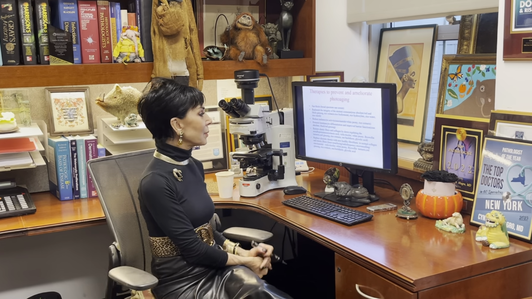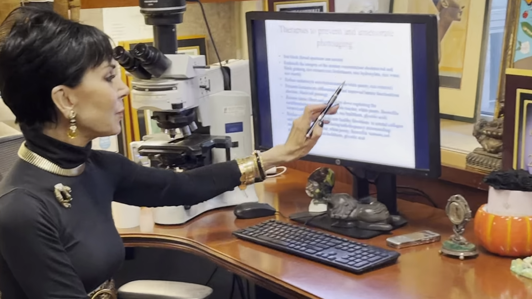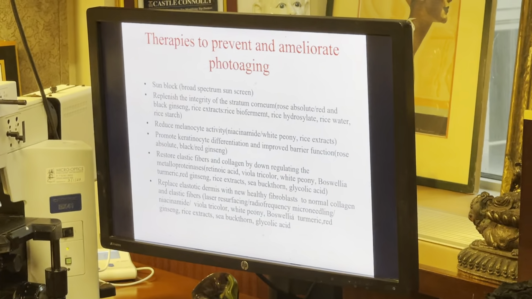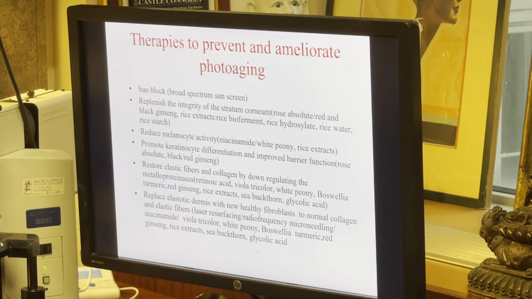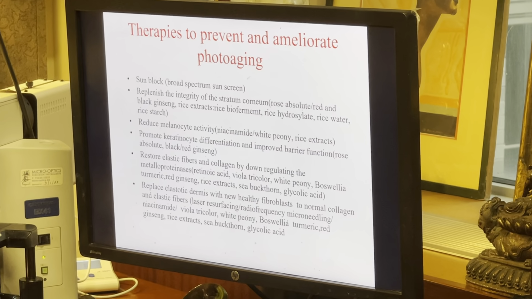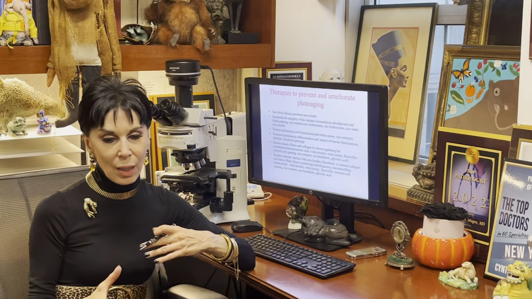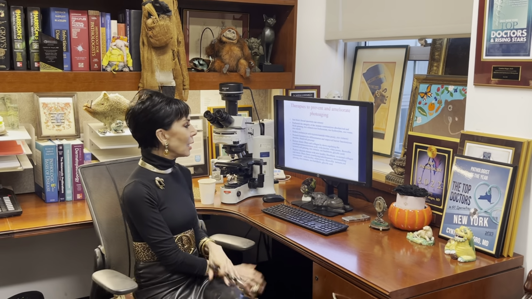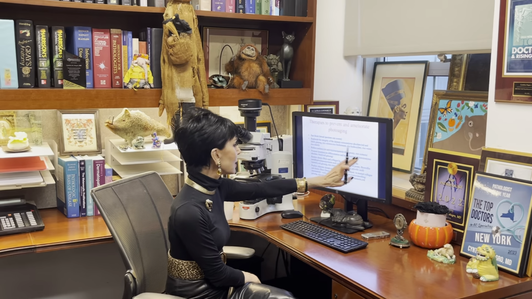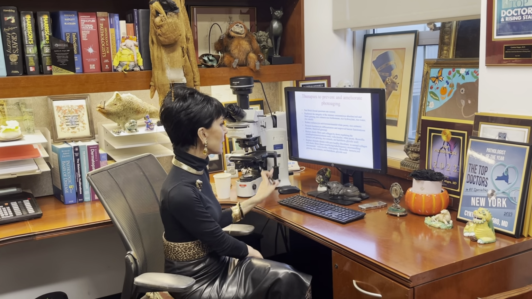Well, you saw how with photoaging we get irregular pigmentation in the skin because of the melanocyte hyperplasia induced by light exposure. Well, there are certain topical agents you can use to reduce melanocyte activity, to reduce the synthesis of melanin pigment and downregulate melanocyte function, such as niacinamide, white peony extract, and rice extracts. Another feature of the aged skin is this epidermis that is just not proliferating properly, and in fact can show either hyperplasia or significant atrophy. So there are certain topical agents like rose absolute and ginseng that can promote keratinocyte differentiation.